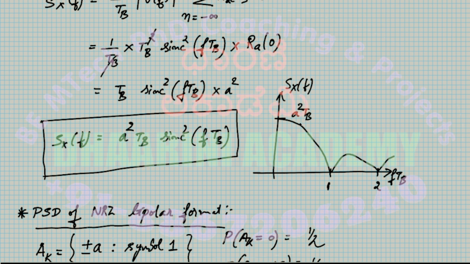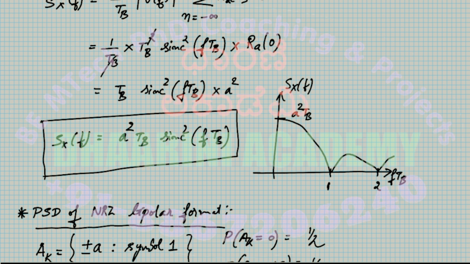So it is a square T_B, the magnitude. The sinc square function will be 0 at 1, 2, 3 because your x-axis is now f T_B. It is not T_B, and not f. If you write f, the values will be 1 by T_B, 2 by T_B, and so on. Whatever is convenient to you, you write. If you write f as the axis, the values over here will be 1 by T_B, 2 by T_B. That's the difference. All right. Okay, second format is over.